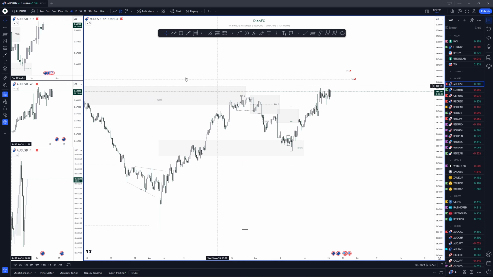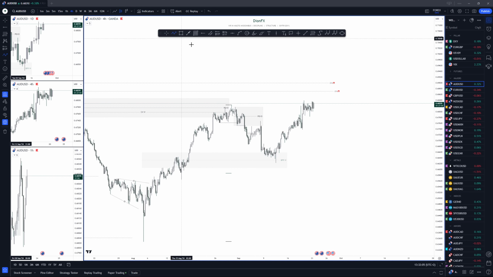Yeah, that's actually pretty much it. There's not really much to talk about on this pair. It's just bullish. Nothing more. Just continuation to the upside.